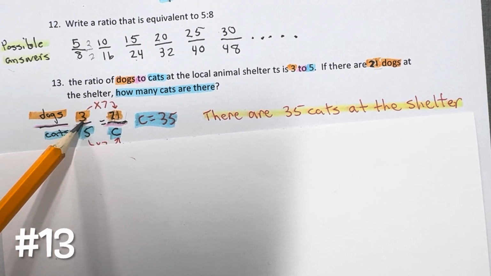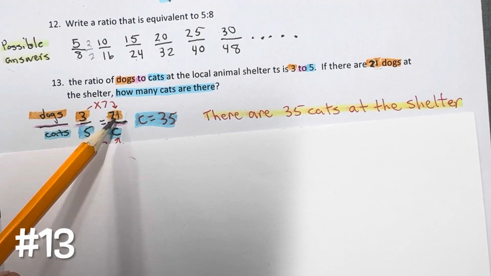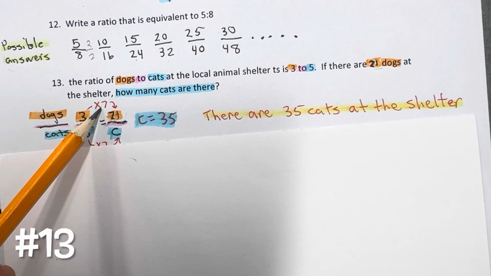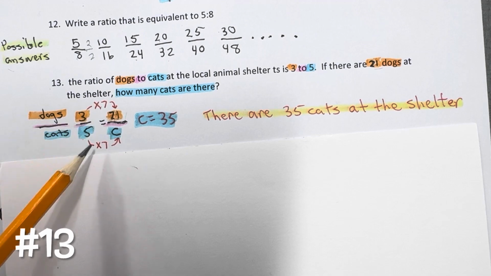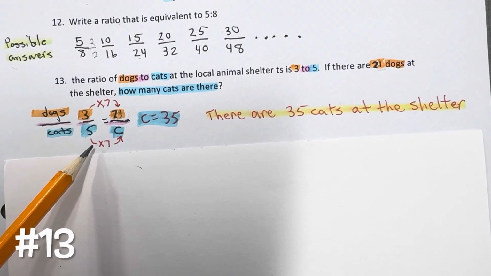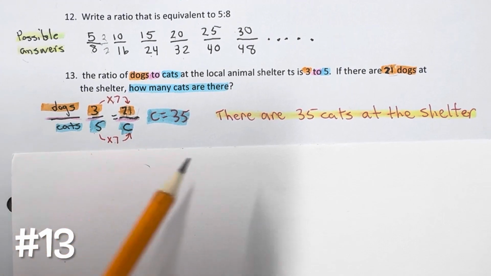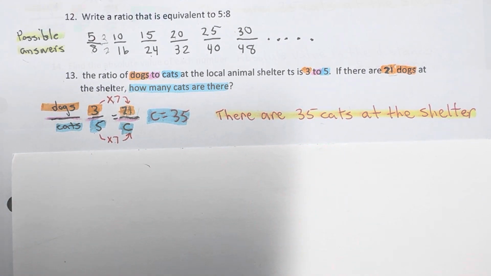Well, how many times greater from 3 to 21? It's 7. And you can find that by doing the inverse property of multiplication, which is division. 21 divided by 3 is 7. That's how we found the multiplier. Well, if you have 7 times as many dogs, you're going to have 7 times as many cats. So 5 times 7 is 35. There are 35 cats at the shelter.